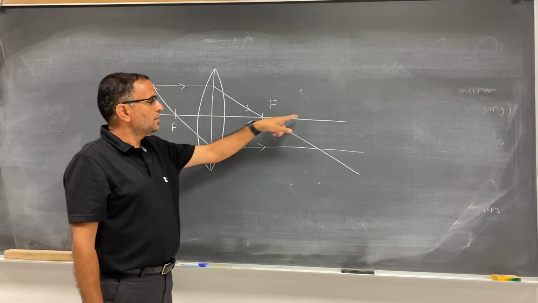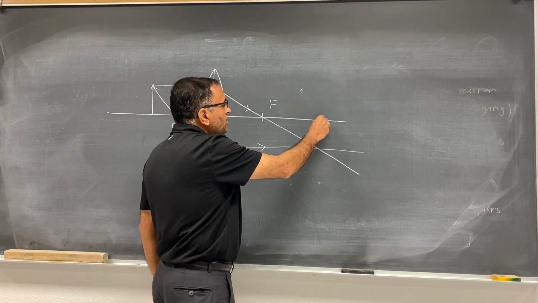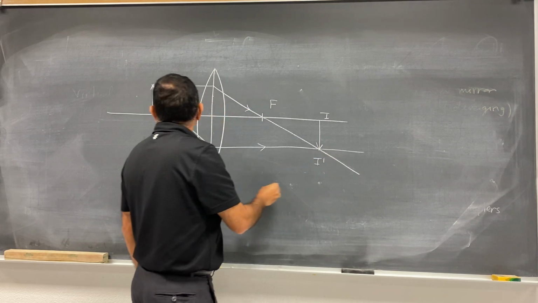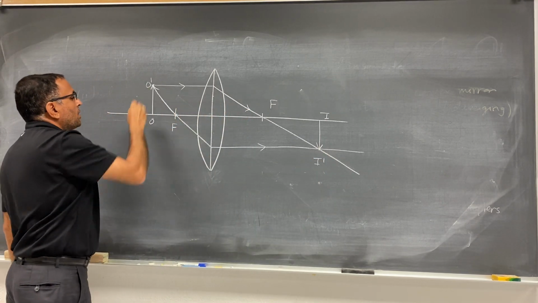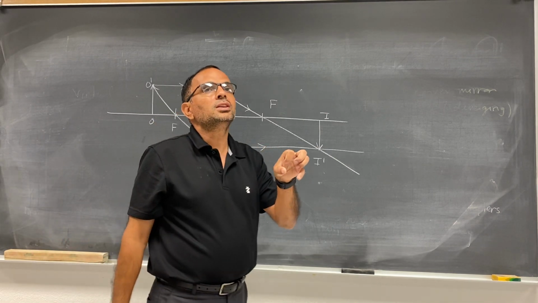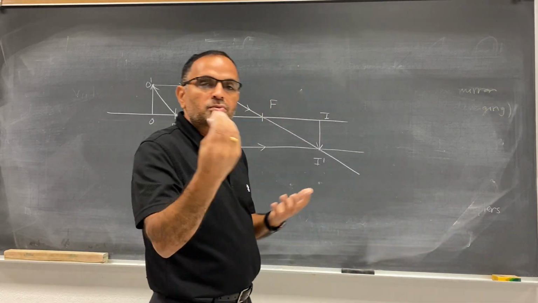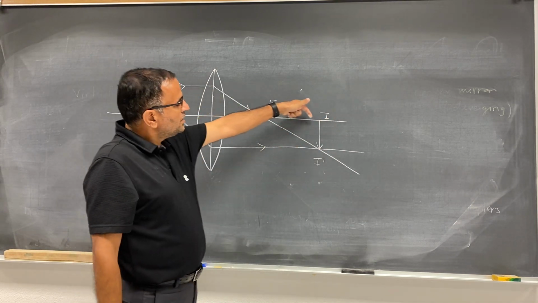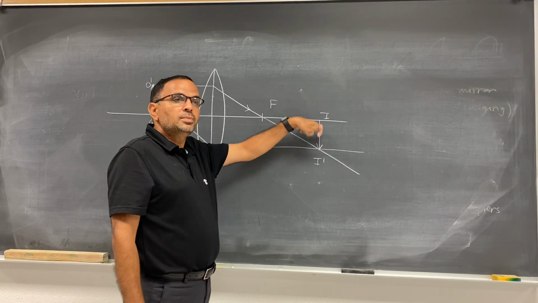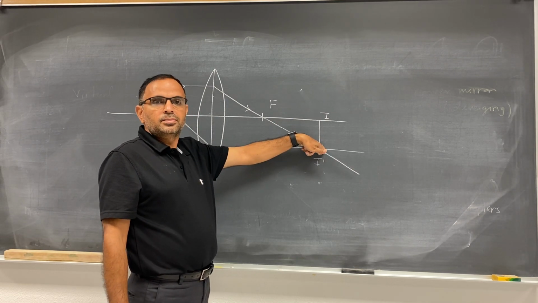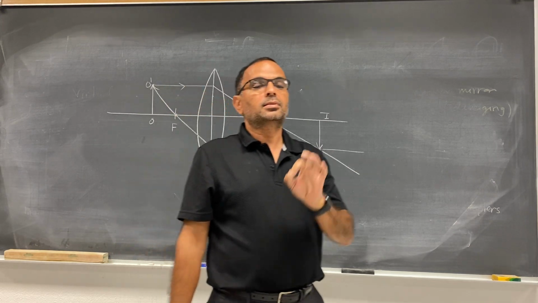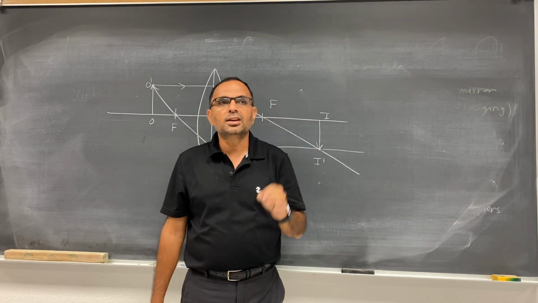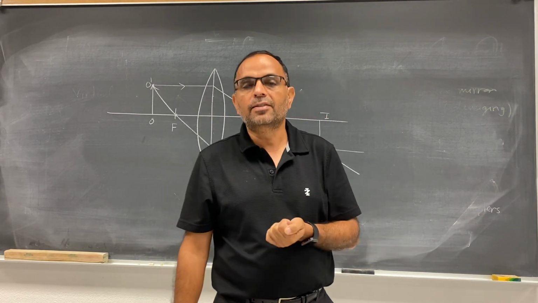So this ray is parallel to the principal axis, and your image is right here. This is your image I prime. This is your object O prime. And it is again better to use the ruler, okay? Here I just used my hand, so I don't get the exact size of the image. You can see that this image is upside down. This image is real. So the convex lens produces the real image, and normally the real image is upside down, or we call that inverted.